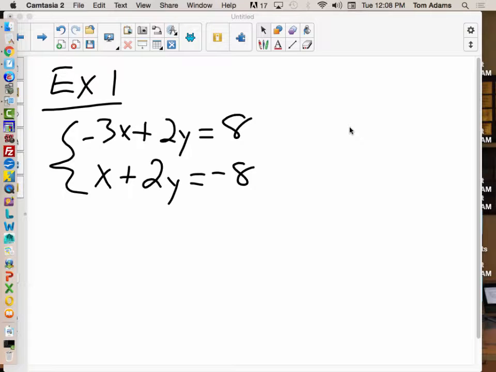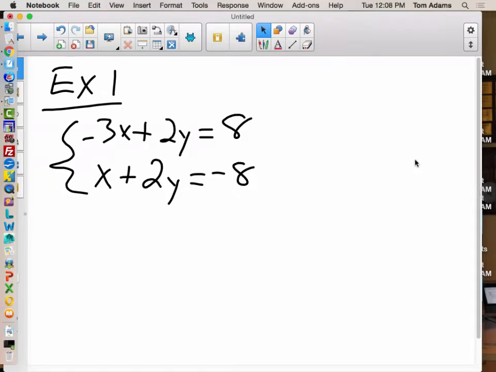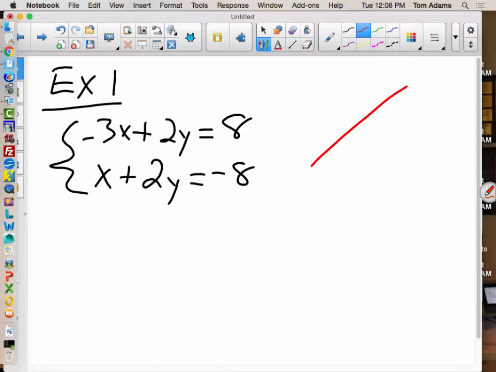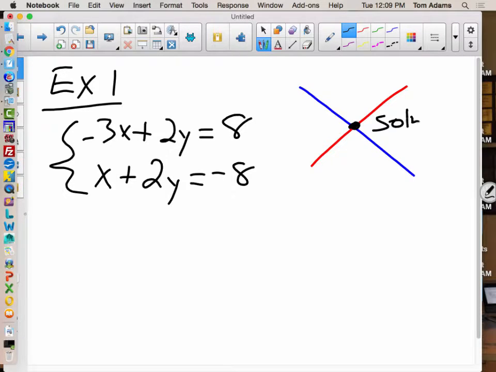Okay, now for example number 1 from 3.1, we're going to solve or find the solution for a system. Systems are nothing more than 2 lines. So I might have one line and another line. I've got this line and this line, and those are linear equations, and this would be what we call the solution.